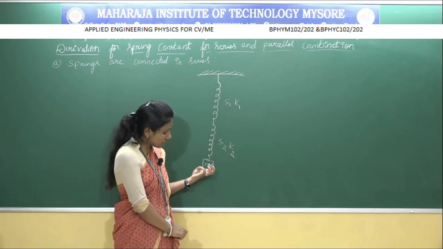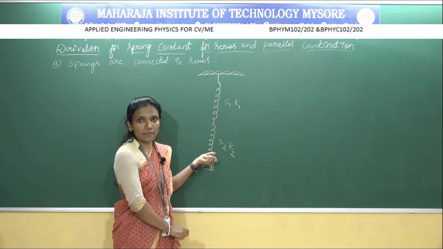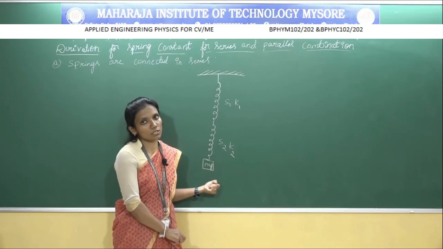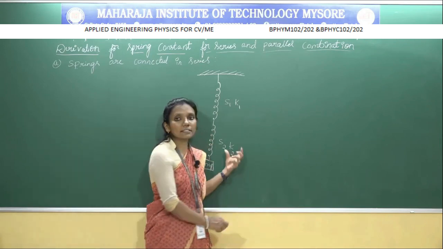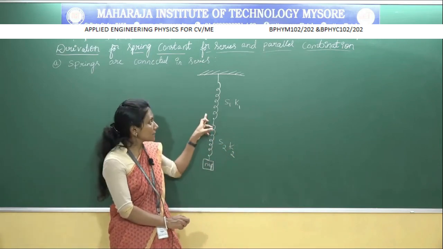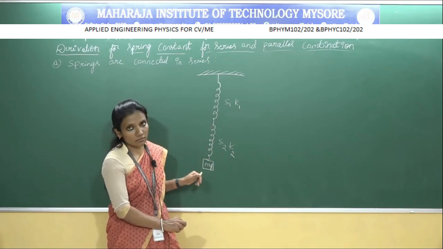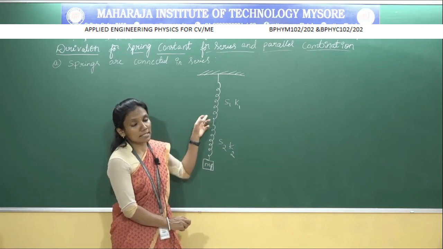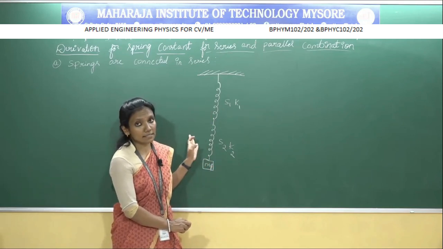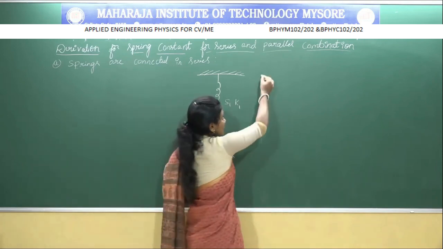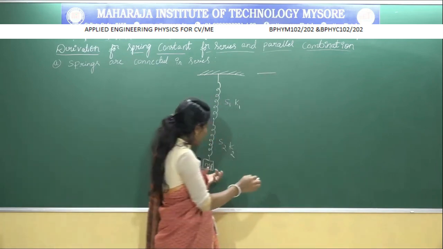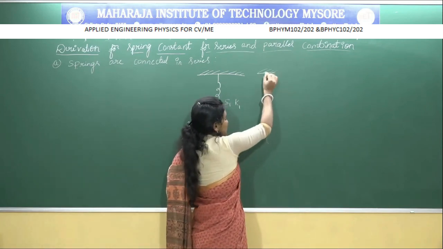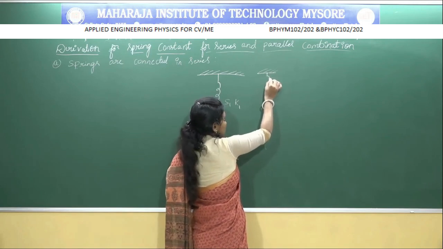When we apply more weight, the springs will be stretched with the same force. That is why the force acting on these two springs is the same when we connect the springs in series. If we add more weight, what will happen? What is the displacement that takes place? It will stretch.